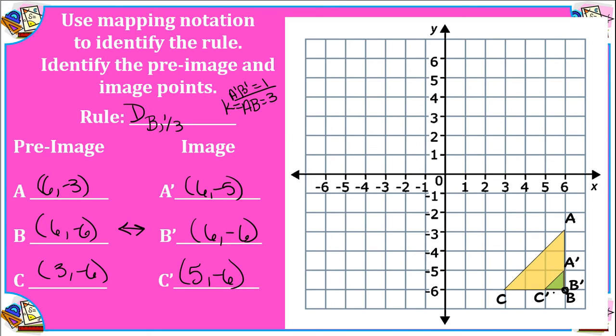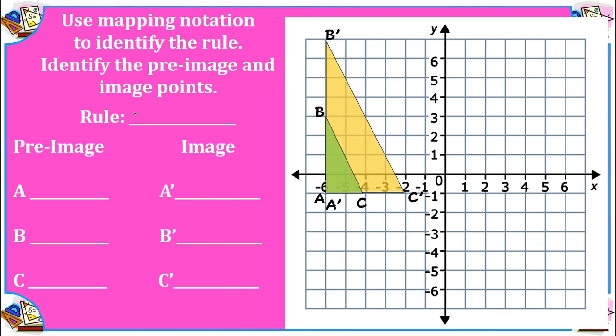And we can see that the yellow one was bigger, and then the green one, the new image, is smaller. And our scale factor indicates this. Okay, we have a dilation, and we can see our center point is A because A and A prime are the same.